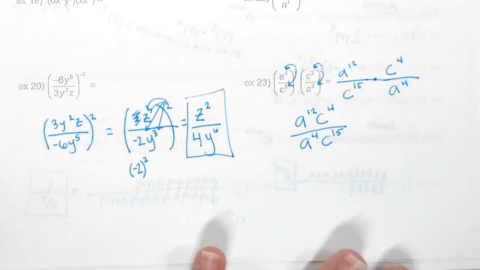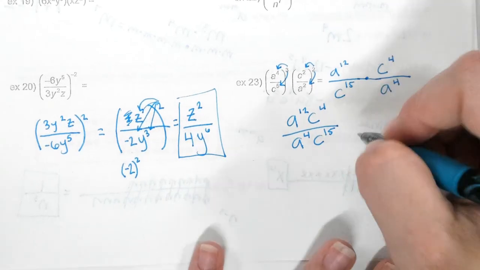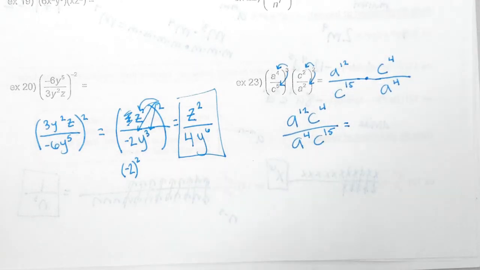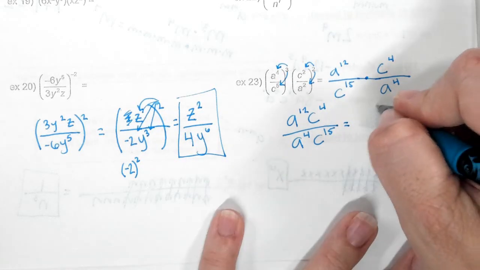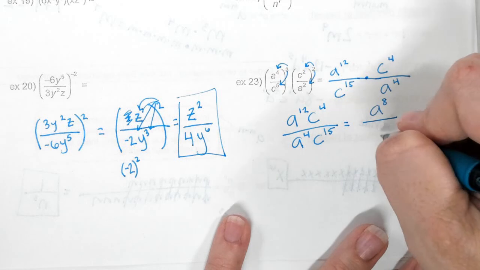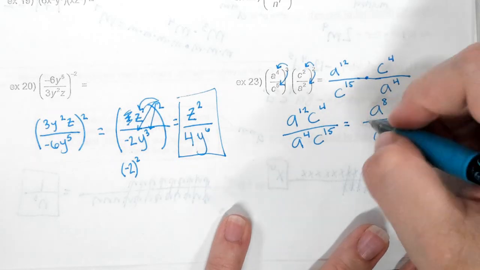But aren't you subtracting it? We are. Because we're dividing, we're going to subtract our exponents. So where are there more A's? And what's 12 minus 4? And where are there more C's? And what's 15 minus 4?